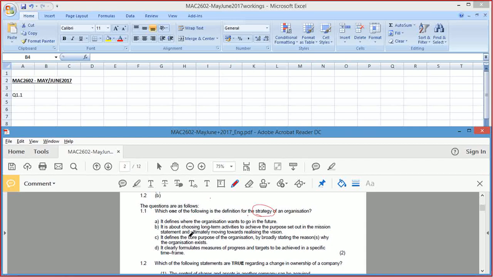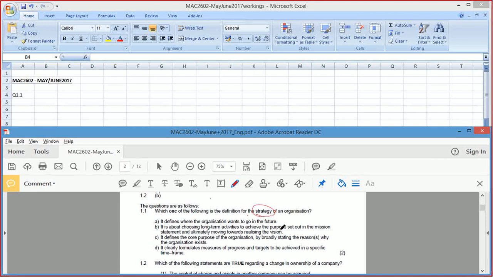Right, number B, it is about choosing long-term activities to achieve the purpose set out in the mission statement and ultimately moving towards realizing the vision. See, that's a better statement, because that statement covers more than just looking at what we're going to do in the future. So B is looking good.